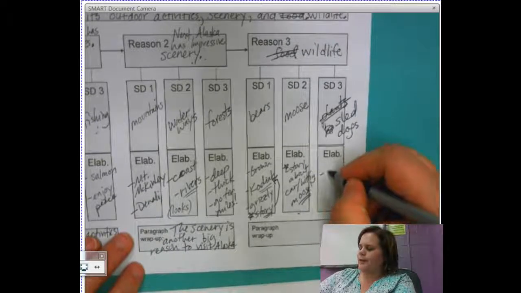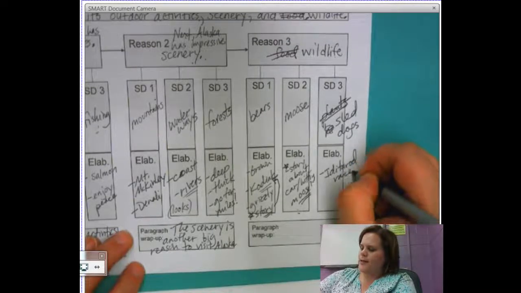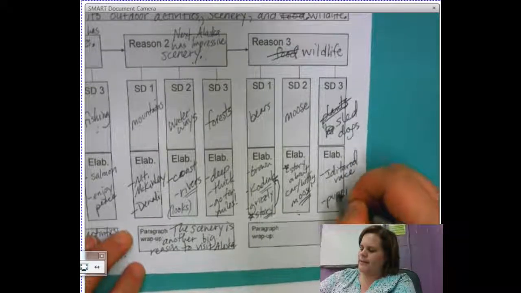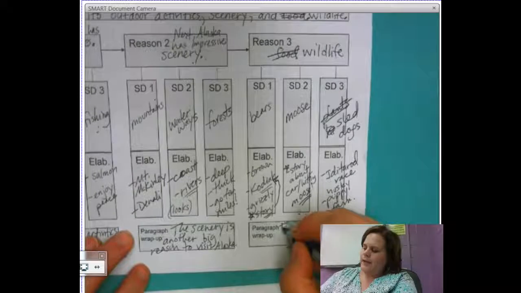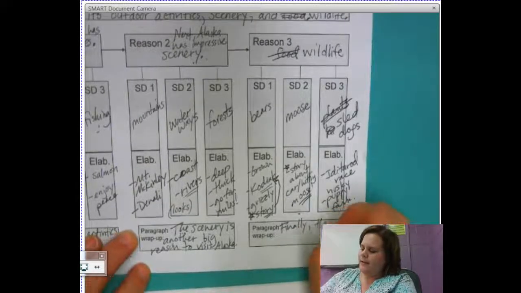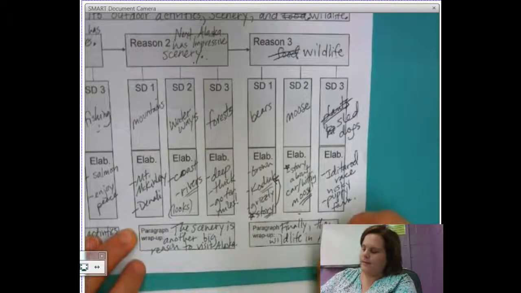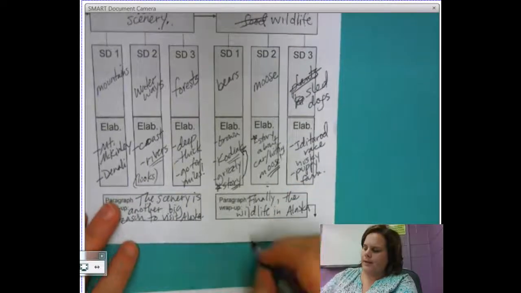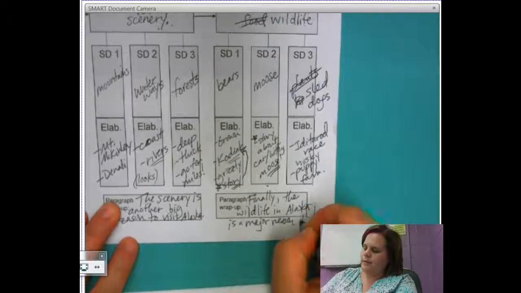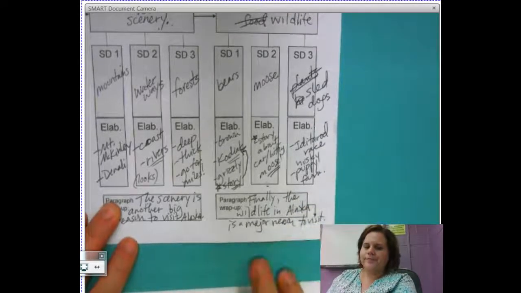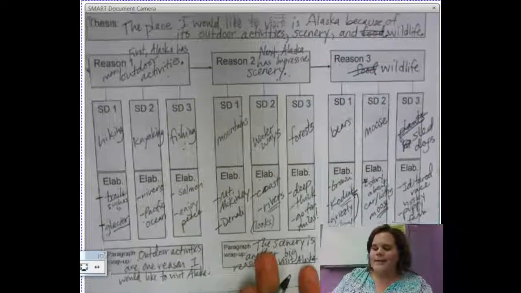Lastly, sled dogs, you could talk about the Iditarod race. You could talk about husky puppies, farm, I'd really love to see. I would probably say something like, finally, the wildlife in Alaska is a major reason to visit. So here's what we have. We have a plan. This is not your essay.